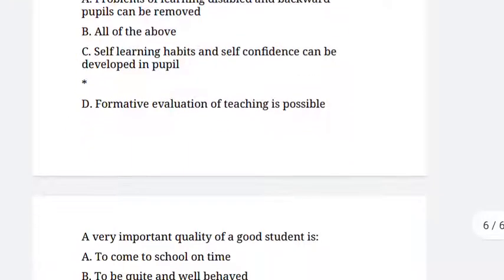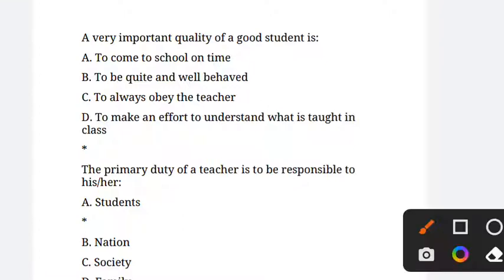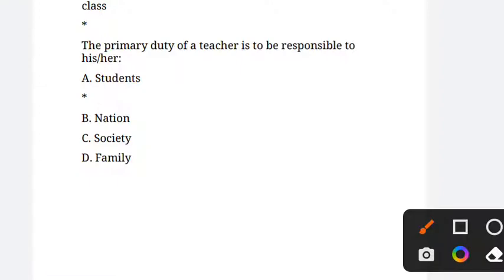Next question, a very important quality of a good student is. Its answer is option D, to make an effort to understand what is taught in class. Option D is correct. Next question, the primary duty of a teacher is to be responsible to his or her students. Option A is correct here.